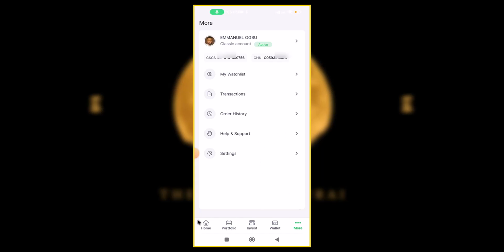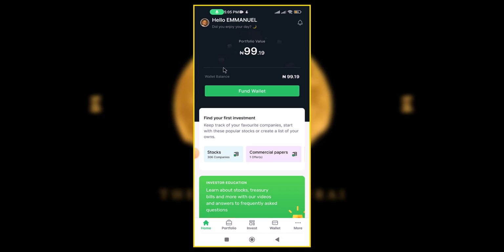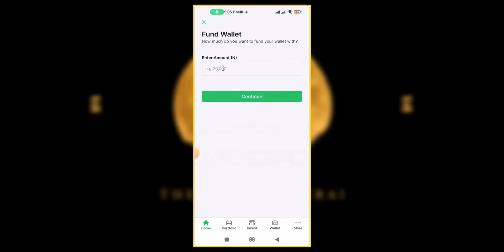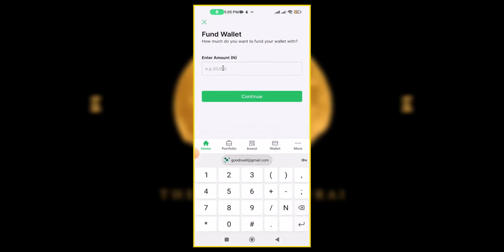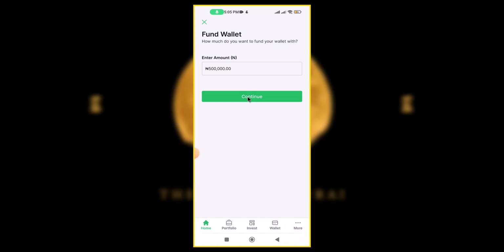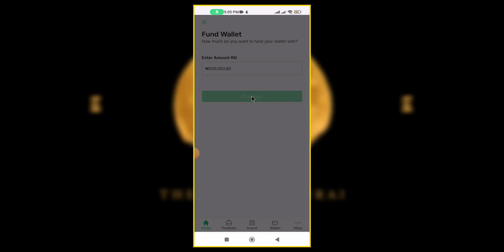So let's come to the main thing, which is to first of all fund our wallet. To fund the wallet, you have to add the money that you want to use to invest in these stocks. You can come here and click on Fund Wallet. You can put the amount you want to fund. Let's say I want to fund 50,000 or even 500,000. I can come here and click on Continue.